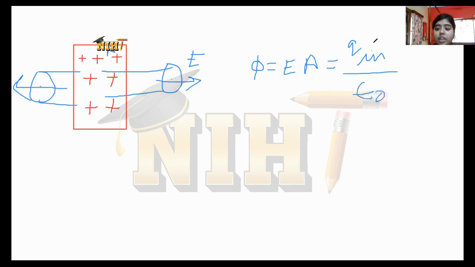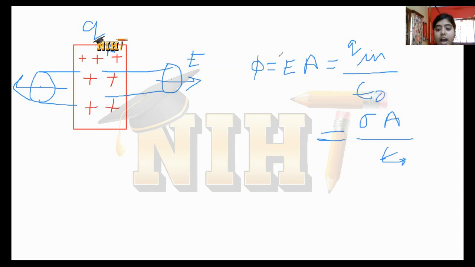So here the total charge enclosed is Q by epsilon naught. Q is the total charge on the sheet, that is sigma into area. We can replace Q by sigma into A, where sigma is the surface charge density multiplied with the total area. So that is the total charge placed on the surface.